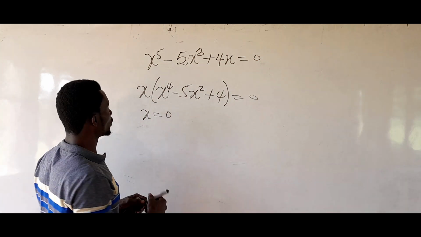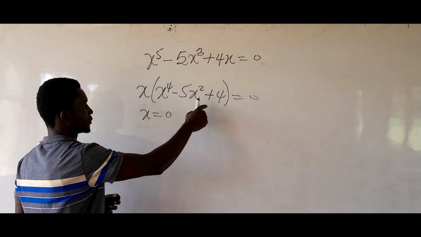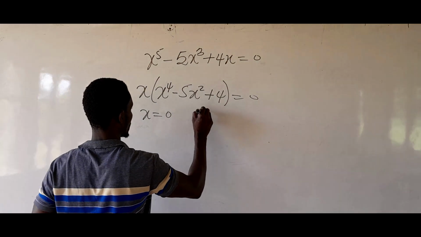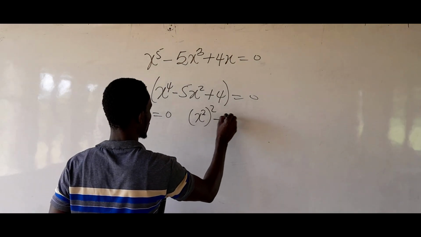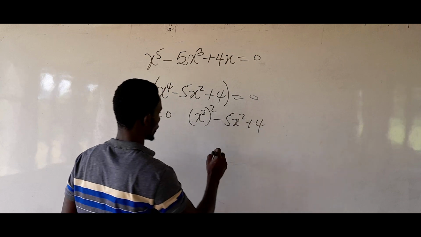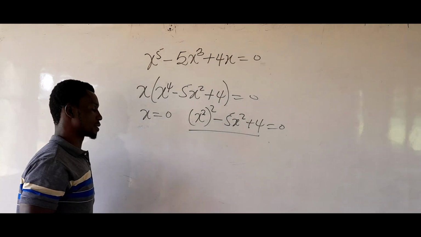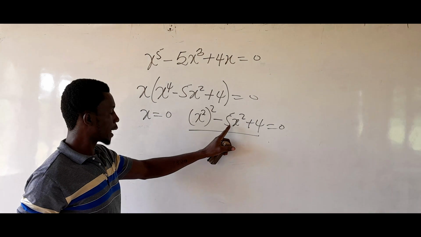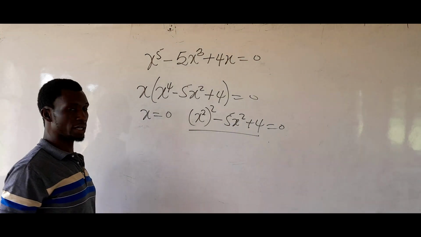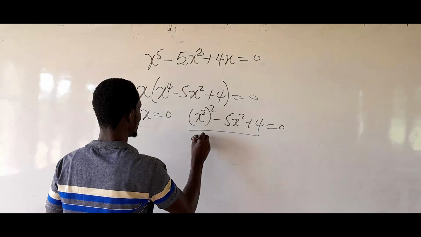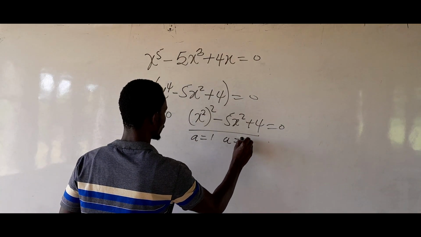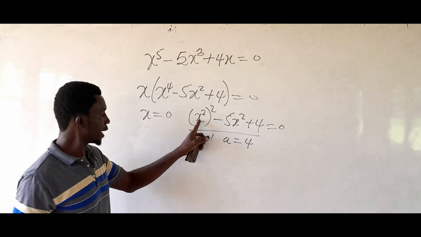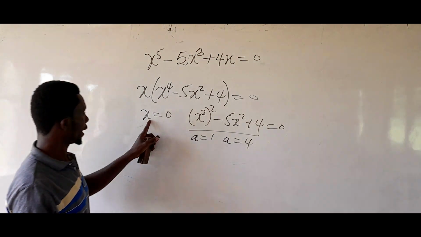So what you do is that you will solve this quadratic. This one should be in your head, that this one is the same as x squared all squared minus 5x squared plus 4. So this quadratic, if you are solving this, you look for two numbers. When you multiply, you get 4. When you add, you get negative 5, which will be negative 1, negative 4. So here you get a is equal to 1, a is equal to 4. But you know, because of the square here, x squared is equal to 1, you get plus or minus 1. x squared is equal to 4, you get plus or minus 2. And x equals 0. That's all.